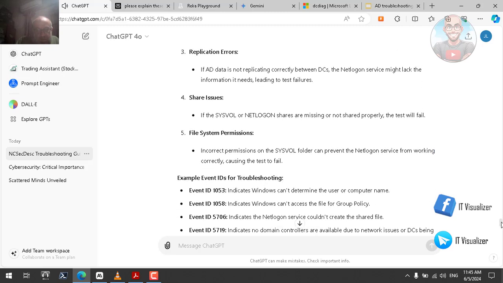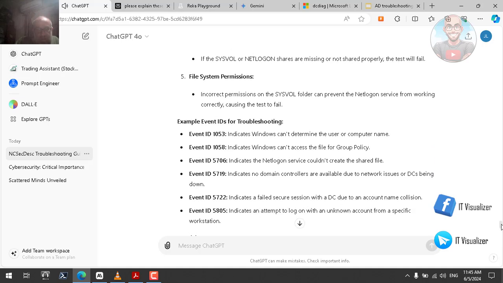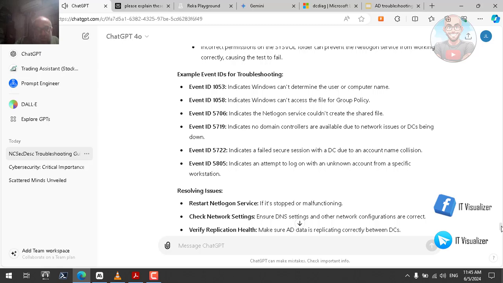Example event IDs for troubleshooting. Event ID 5719 indicates Windows can't determine the user or computer name. Event ID 1058 indicates Windows can't access the file for group policy. Event ID 5706 indicates the Netlogon service couldn't create the shared file. Event ID 5719 indicates no domain controllers are available due to network issues or DCs being down. Event ID 5722 indicates a failed secure session with a DC due to an account name collision. Event ID 5805 indicates an attempt to log on with an unknown account from a specific workstation.